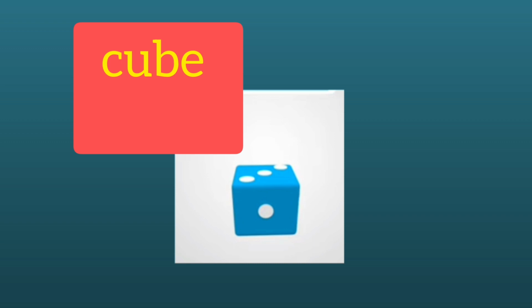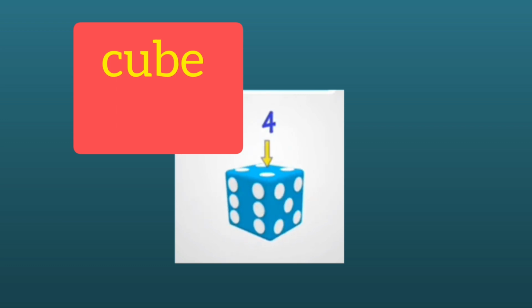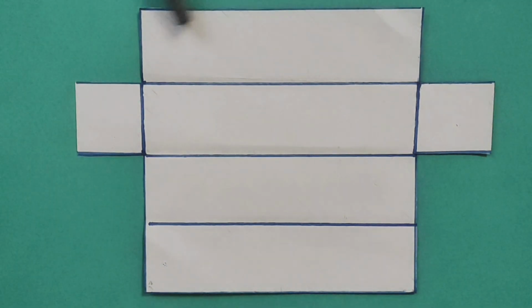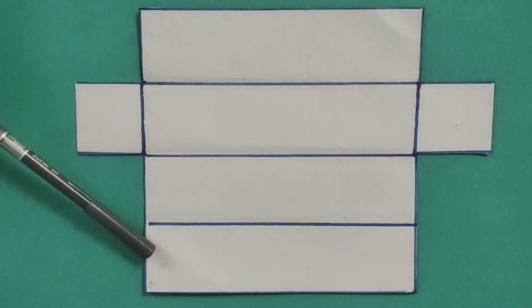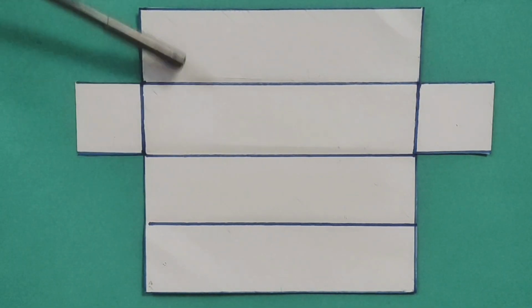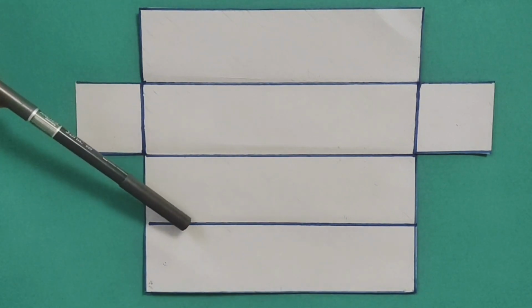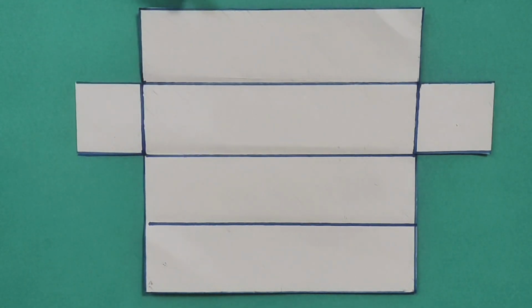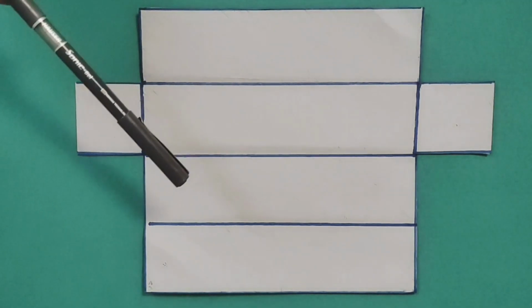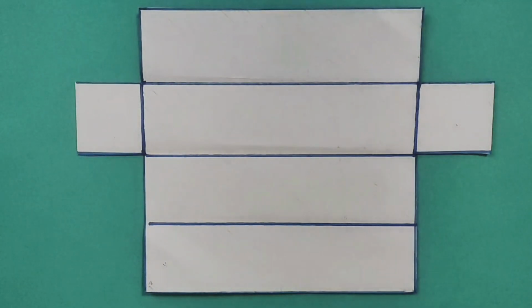Now how many faces does it have? Let's see. It's 1, 2, 3, 4, 5 and 6. It has 6 faces. Now look at this net. How many total boxes are there in this net? Let's count the number of boxes. It's 1, 2, 3, 4, 5 and 6. It has 6 boxes. Dear students, it is also a two-dimensional shape and now we'll make a three-dimensional shape from it by folding the boxes.